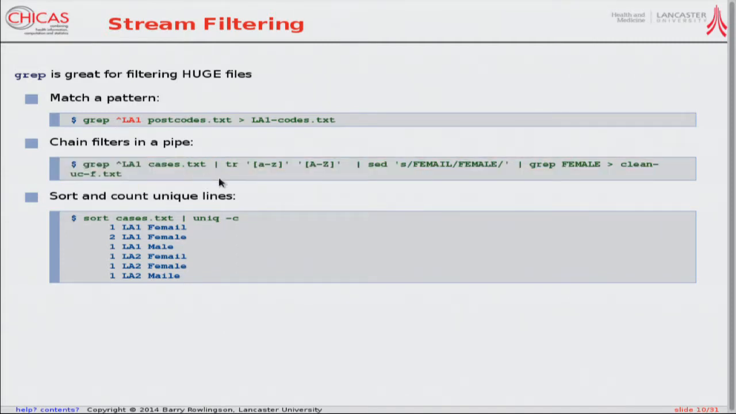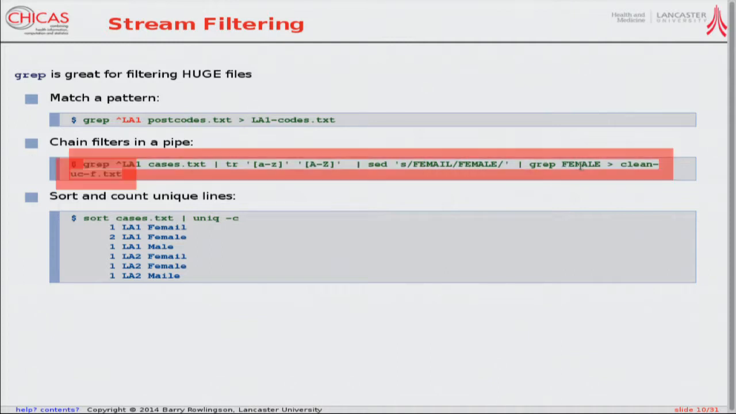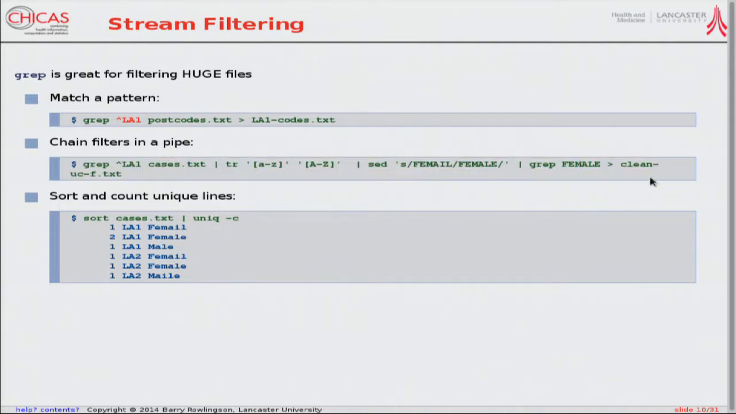And once you know a few more Unix commands, you can build complicated pipes like this. Suppose I've got some case data for the whole country. I only want those that are in LA1, and that's the first record in the file. I want to make everything uppercase, and then I want to fix a couple of typos where someone spelt female wrong, then find all the female data and send it to another file, clean, uppercase, female.txt. So I can do that with one line. That's a one-liner.